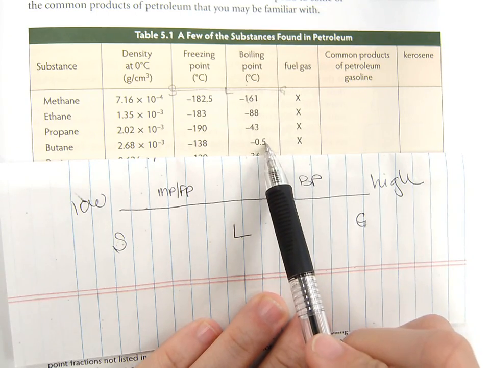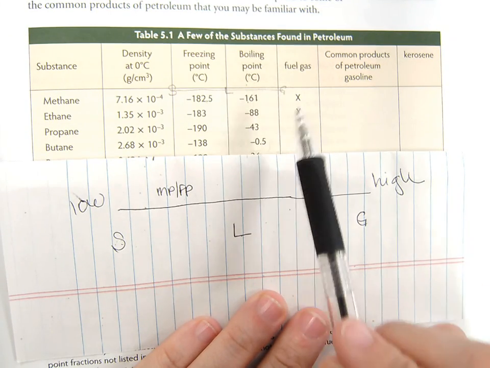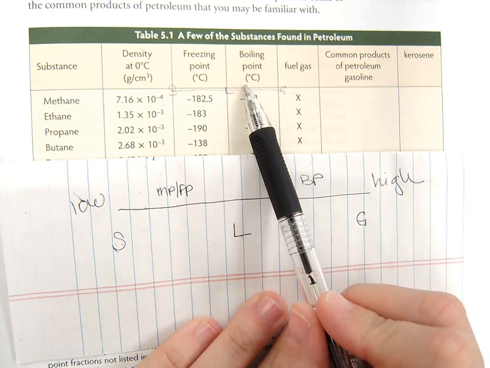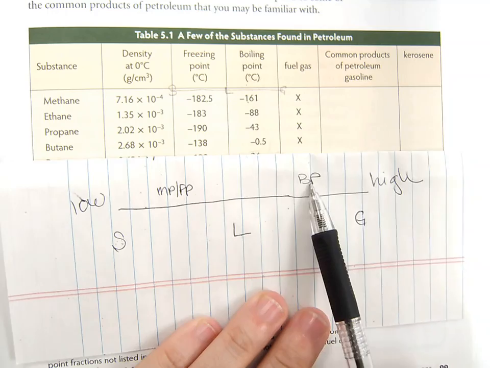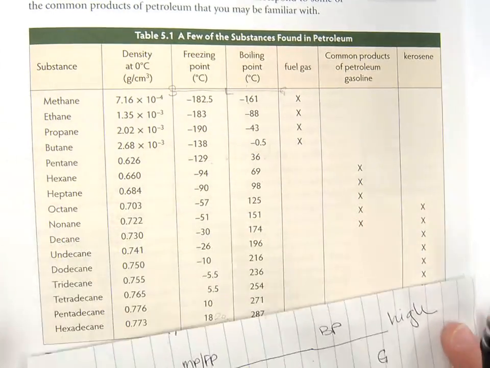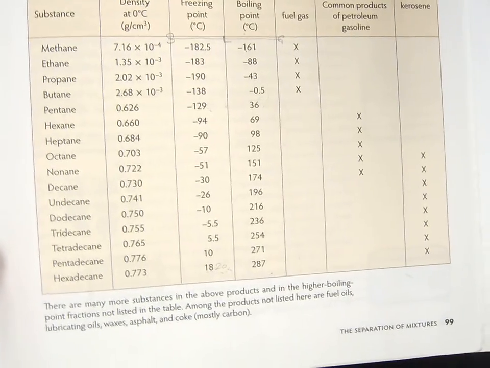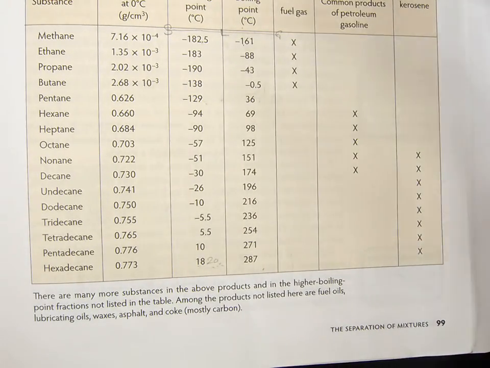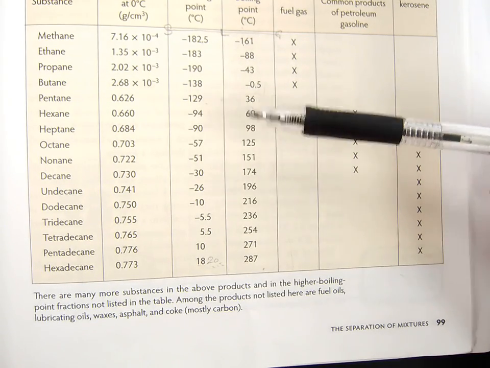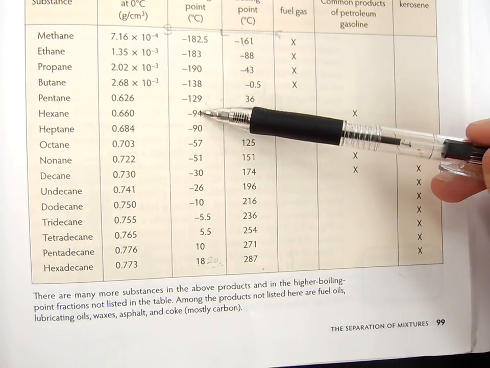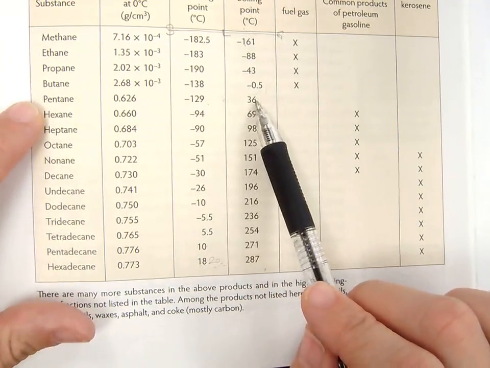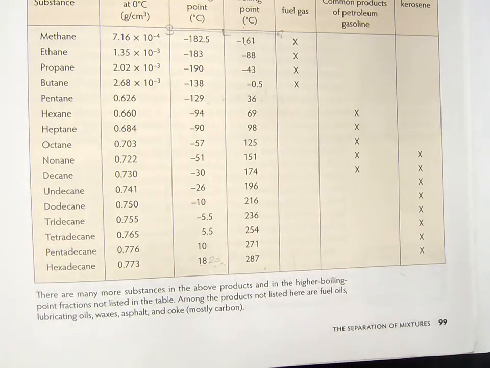So these first four all have boiling points well below 20 degrees, which means 20 degrees falls above their boiling point, and if it's above the boiling point, it's going to be a gas. Now, just to simplify this, for the rest of them, and you can look at this as you go through it, 20 degrees will fall in between the freezing and the boiling point for every one of these substances, from pentane all the way down to hexadecane.